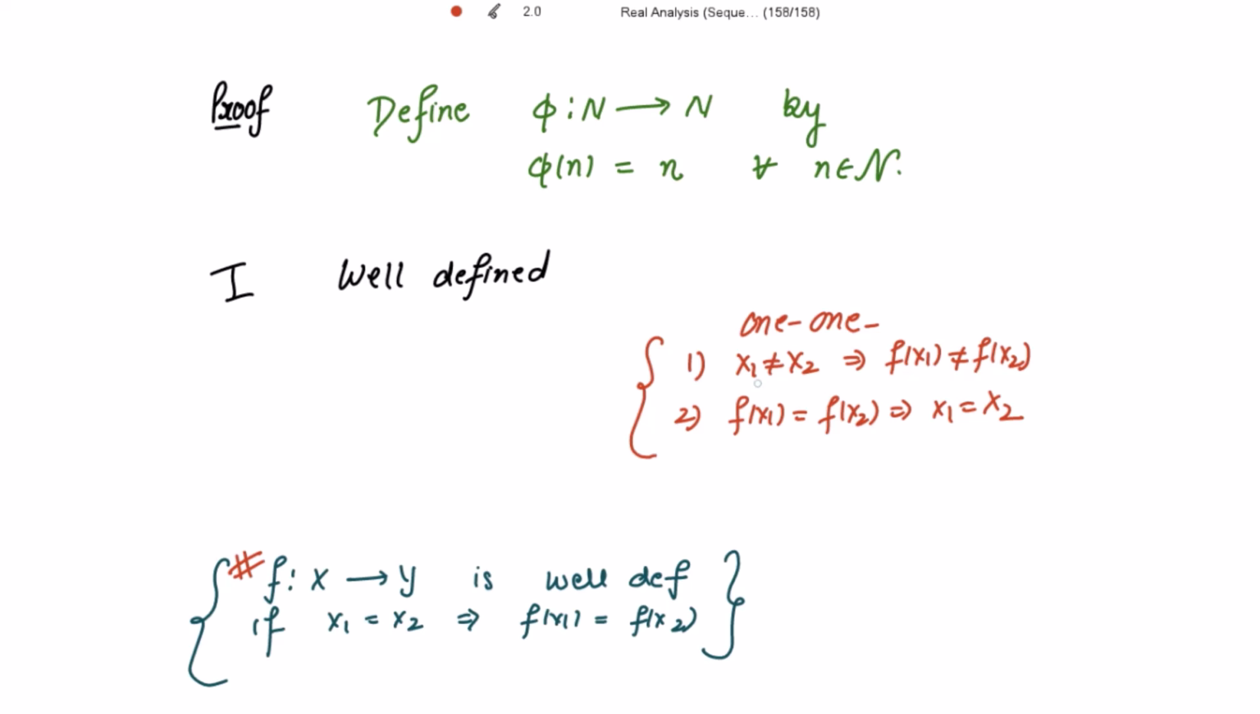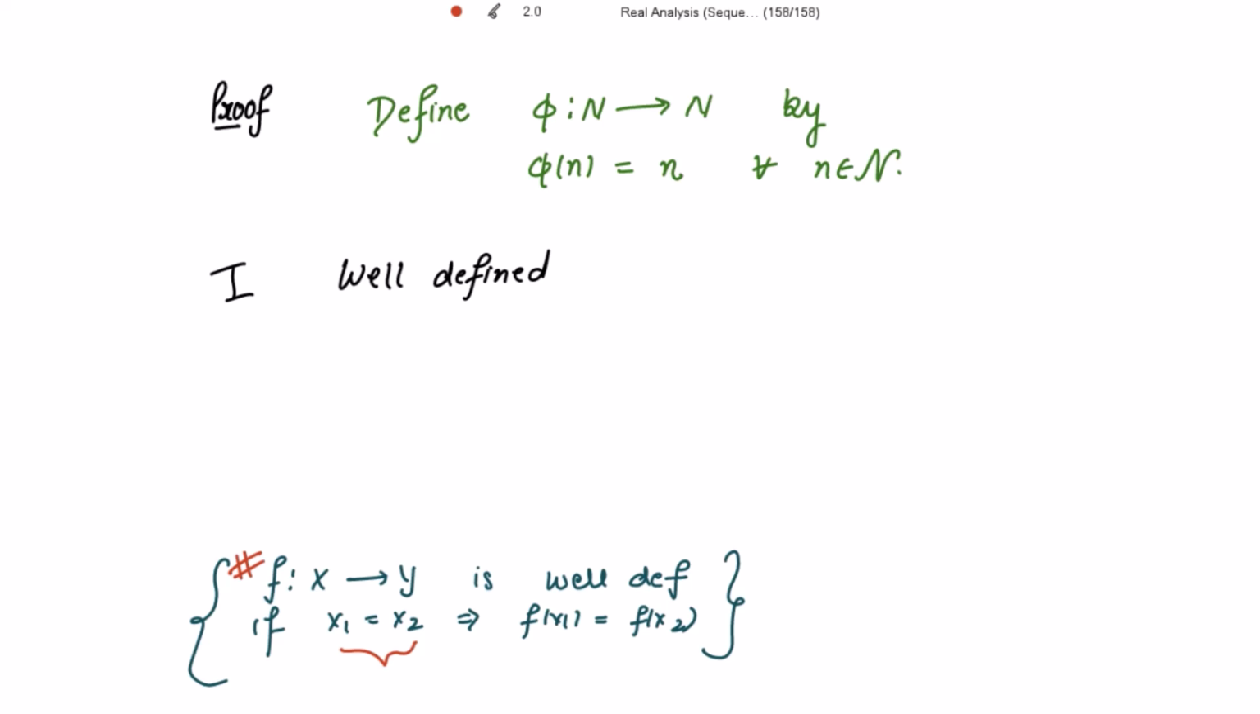You have to start from two different points and then get f of x1 not equal to f of x2, or if f of x1 equal to f of x2, that implies x1 equal to x2. But in case of well-defined, we take two equal points. Please remember these two important definitions.